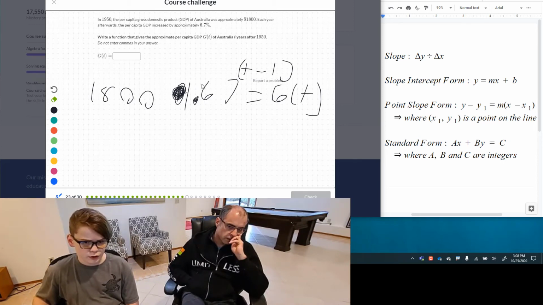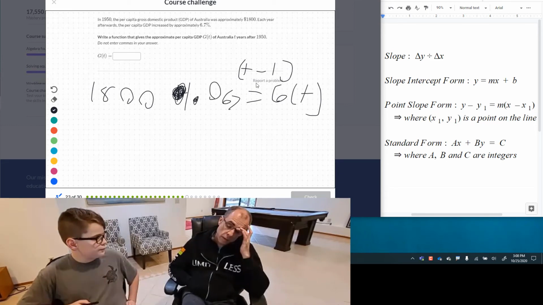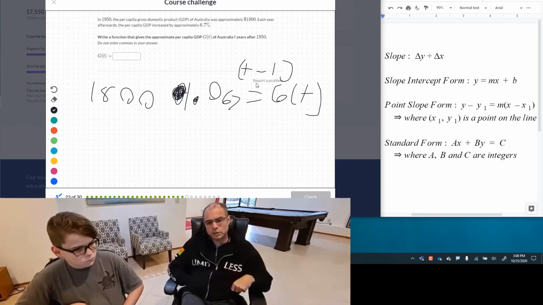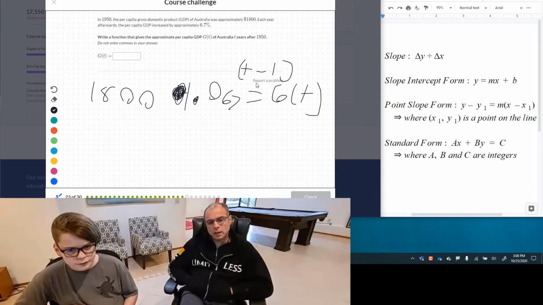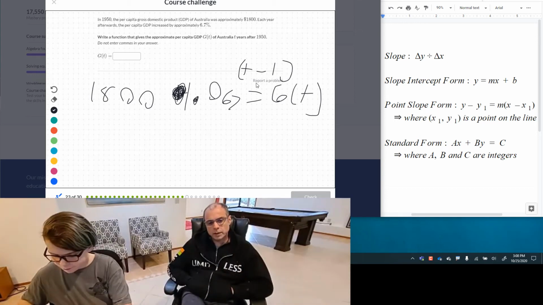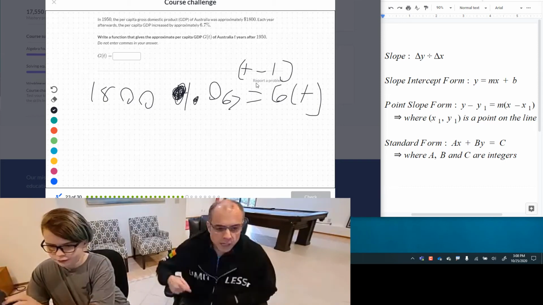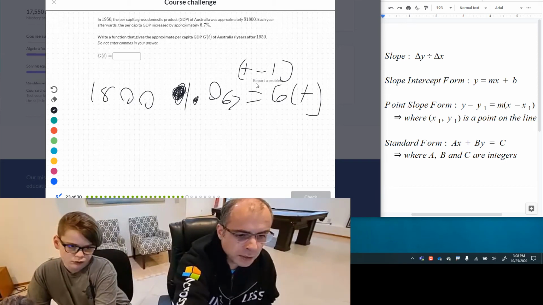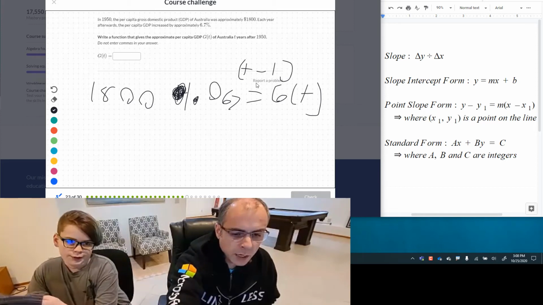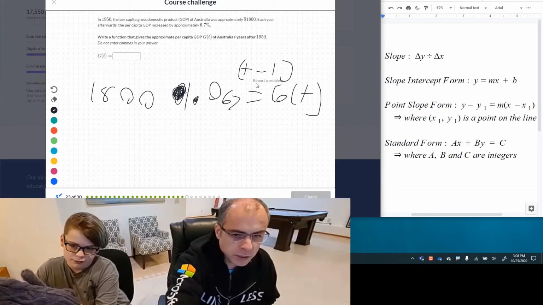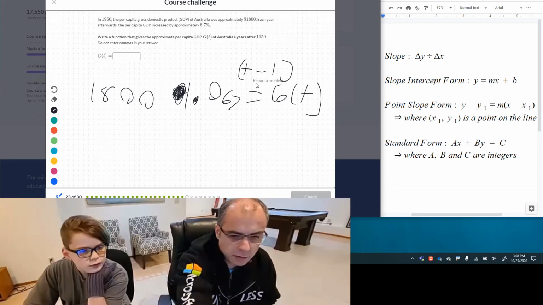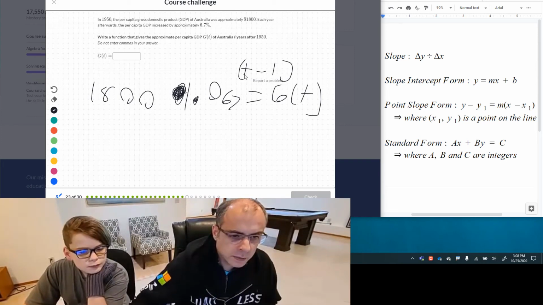Is there just a 0 here? Yeah. Because then when t is 2, yep, and 2 minus 1 is 1, yep, then it would be just 1800 times that. So that'd be the same as 1800 times 1 plus 1800 times 0.67, which is 6.7% of 1800, right? Yep. Okay.